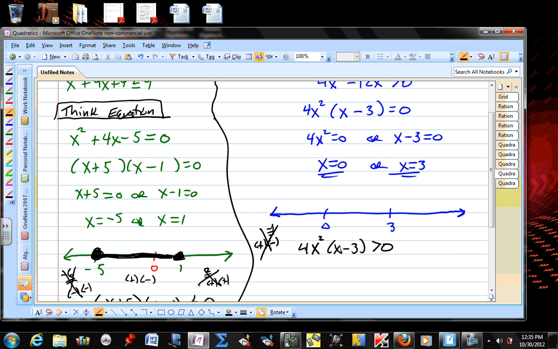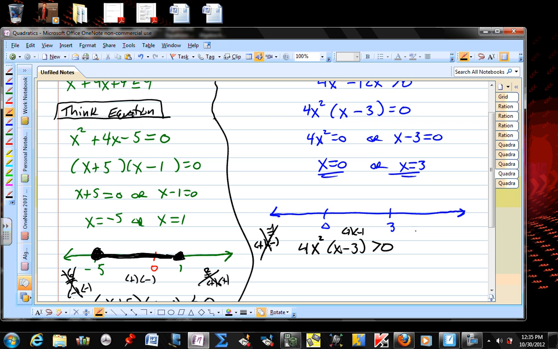Now let's pick a number in the second region. How about 1, positive 1? 1 squared is 1 times 4 is positive. 1 minus 3 is negative. Positive times negative is negative. Negatives are not greater than 0, so we're not going to shade the middle region.